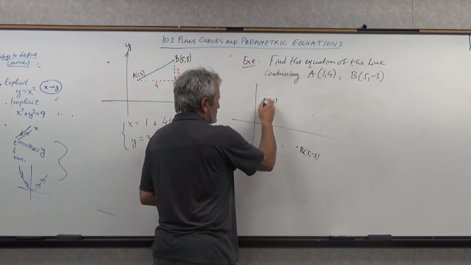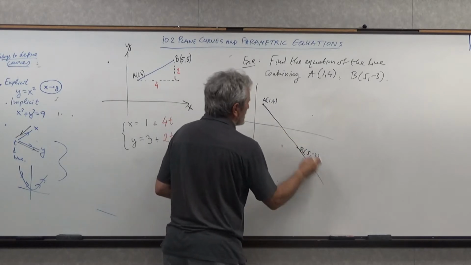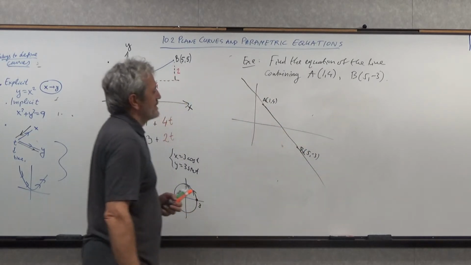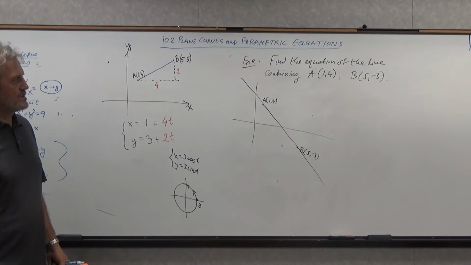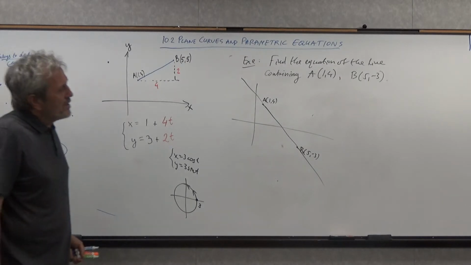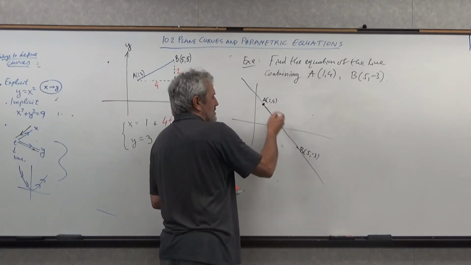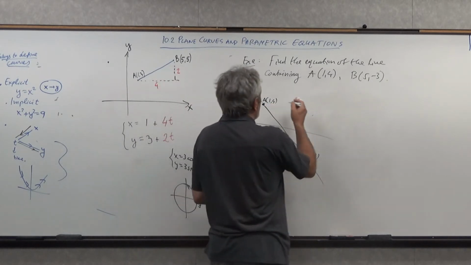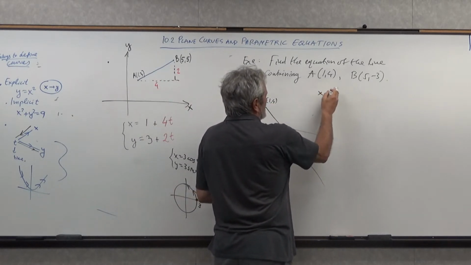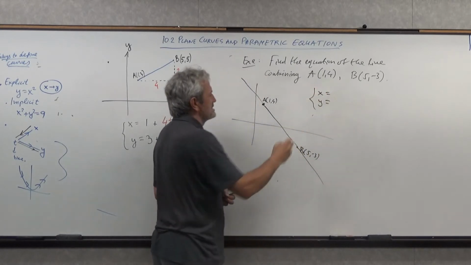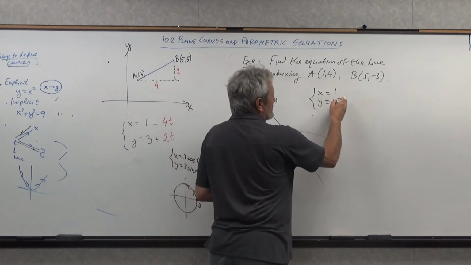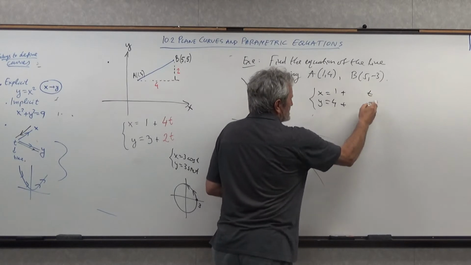But a minute ago we were doing the segment. Now they just want the whole line, so that means we won't restrict. T will go negative infinity to infinity. So most reasonable is to start here and go down B, or start at A. So start at A, so x equals, so y equals. So I have 1 and 4. And here's t.